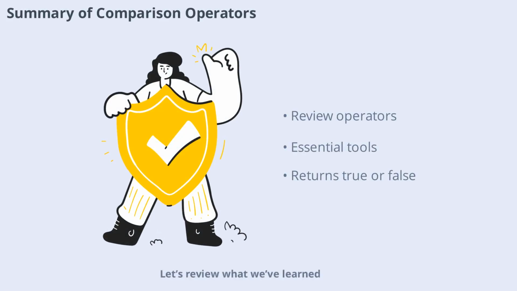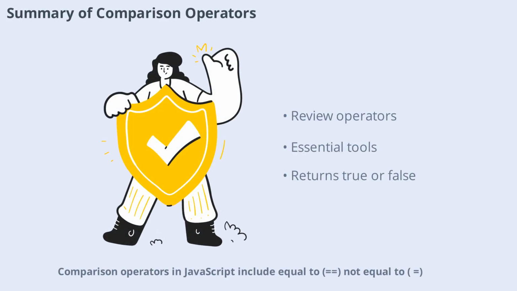Let's review what we've learned. Comparison operators in JavaScript include equal to, not equal to, greater than or equal to, and less than or equal to. Each operator helps your code make decisions by comparing values and returning true or false. These are essential tools for any programmer.